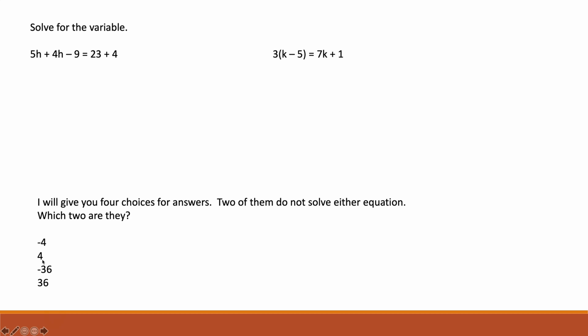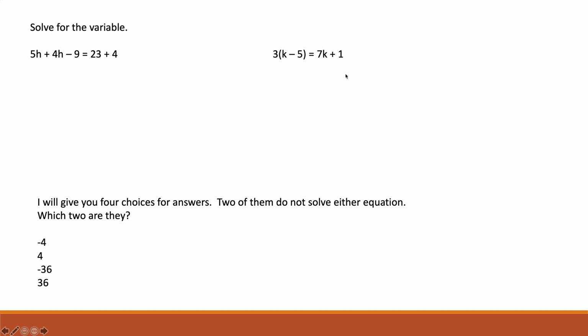I can't believe I didn't show step by step here. I apologize. We're just going to have to do it verbally. And then on the equation on the right, your first step should show distributing 3. So it should say 3k minus 15 equals 7k plus 1.